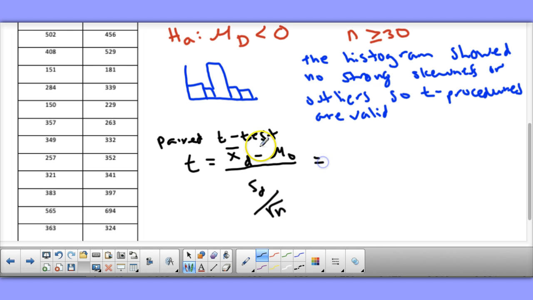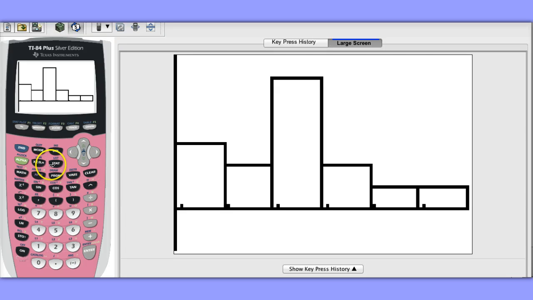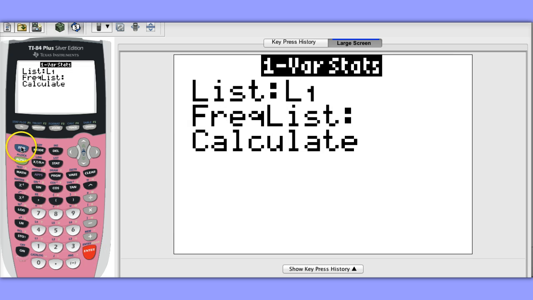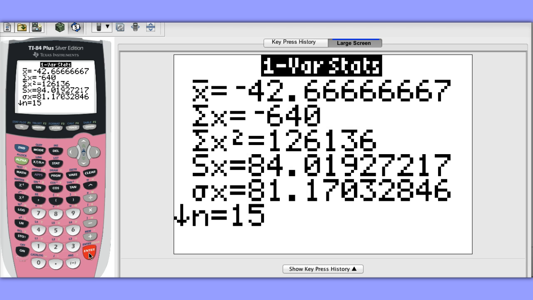So we can get these values from our calculator by doing a one sample t-test. Or not a one sample t-test, I'm sorry. One variable statistics. So stat, calc, one variable statistics, we're going to use list 3. So our sample mean difference is 42.7 seconds. So that's saying for this set of 15 pairs of data, the express lane was on average 42.6 seconds faster, and our standard deviation is 84.02, or about 84, sample size of 15.